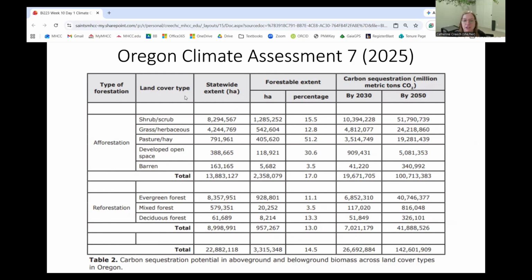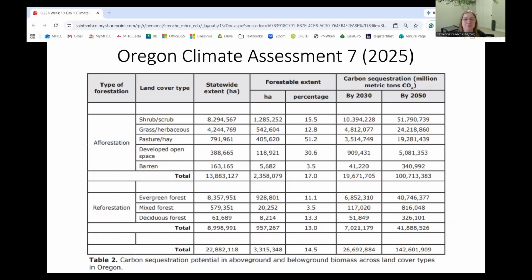We have the type of coverage that would be used. We have the statewide extent of area in hectares. So HA is a hectare. A hectare is 10,000 meters squared. We have the percentage of space in the hectares written here. And then if we do those actions, if we afforest and reforest, the amount of carbon that will be sequestered by 2030 and by 2050. So this is progressive, this is forward-looking, and this is thinking about the impact that we could have.